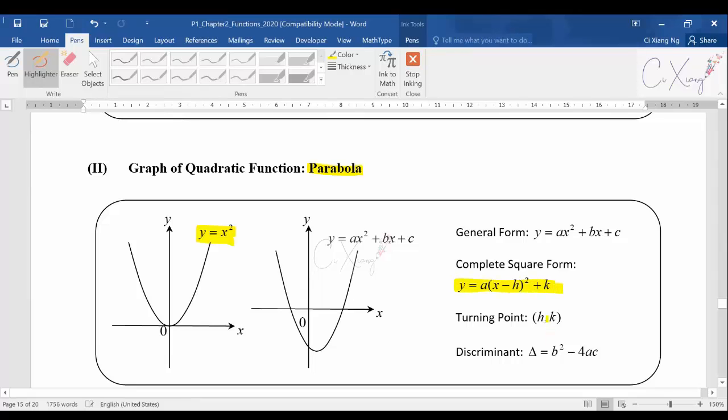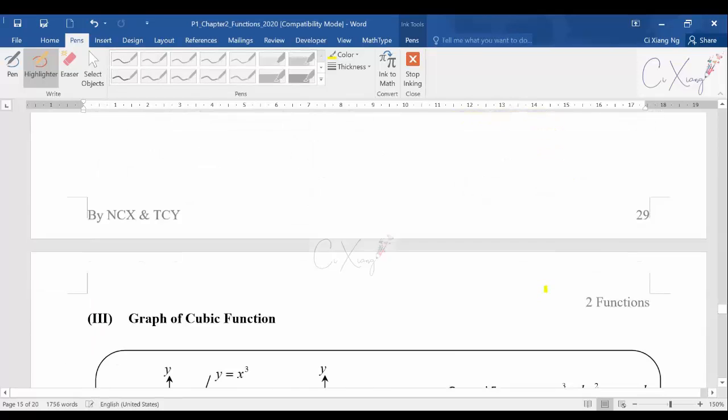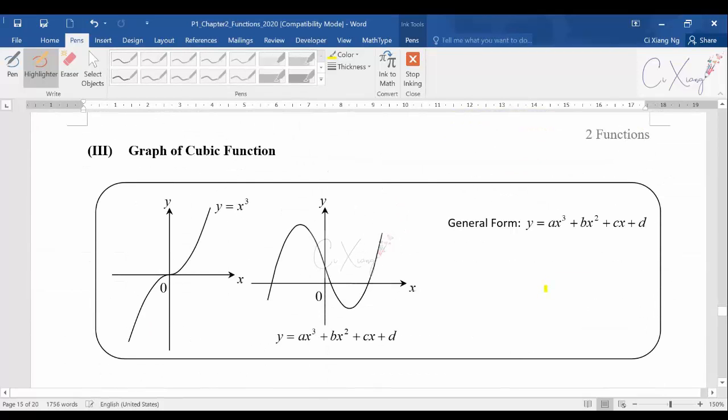Once you have the completing square form ready, you can find out the turning point from it, and the discriminant can help you decide how many x-intercepts you have, or how many roots the quadratic equation has. Then the third one is cubic. For the cubic equation, the basic one is y equals x power 3. Others will be ax power 3 plus bx squared plus cx plus d. This kind of graph, we actually didn't learn how to sketch. We basically learn the basic one only, and also some simple transformation.